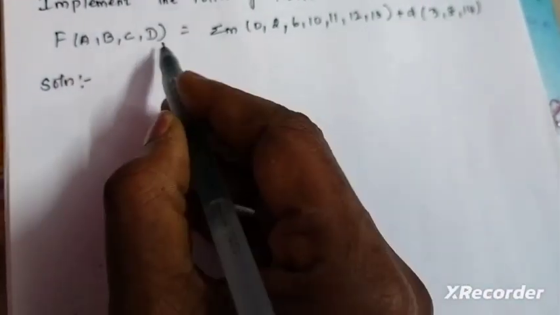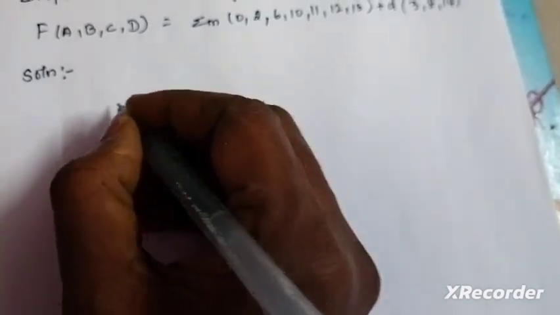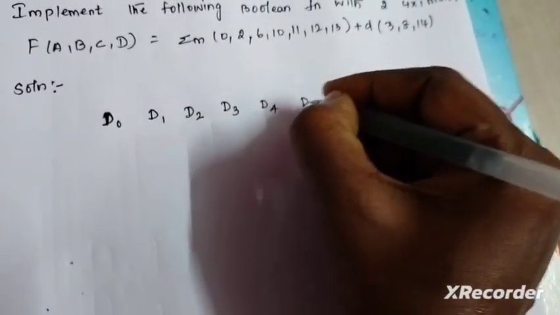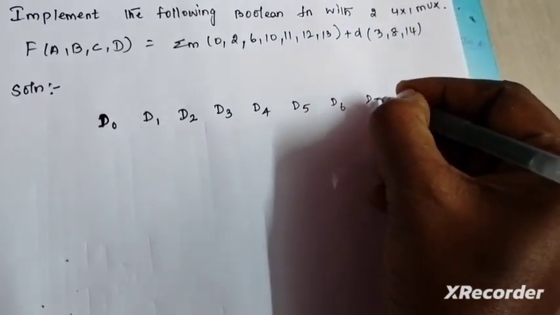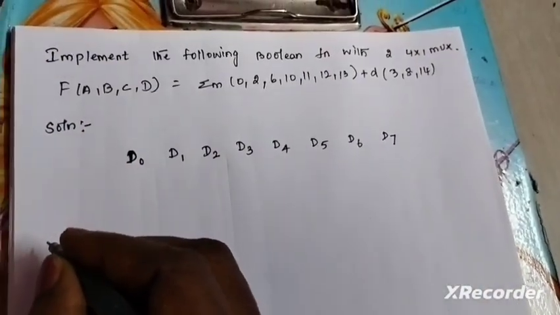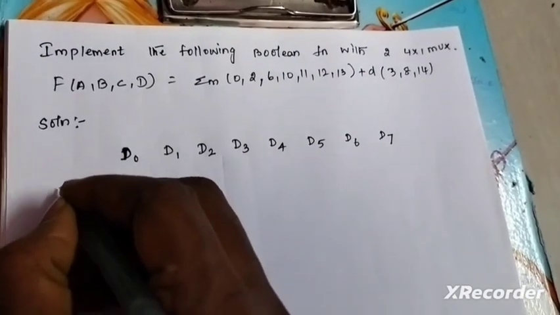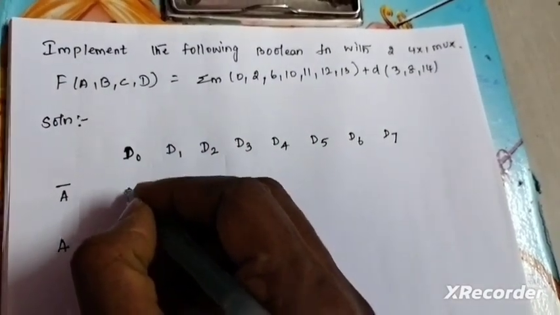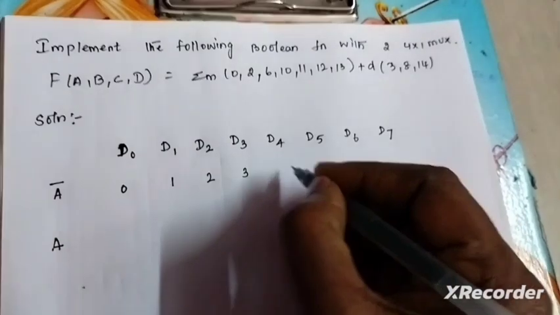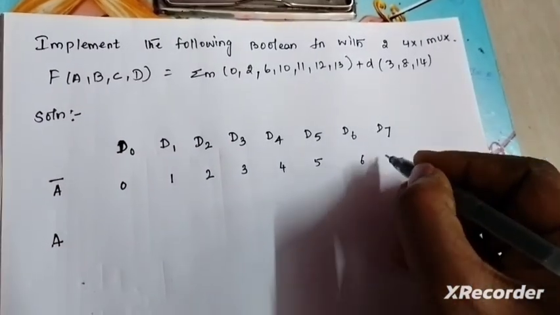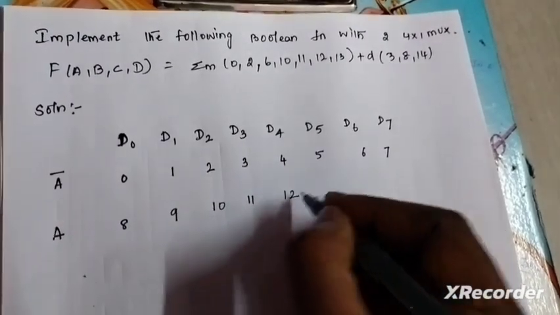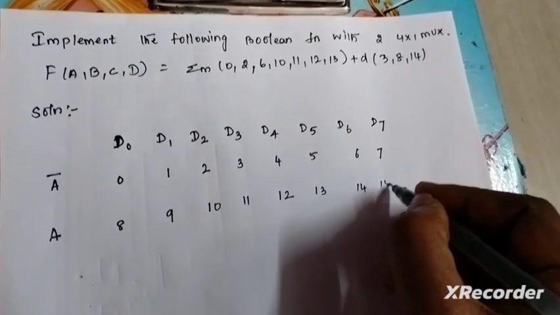If it is a 4 variable function, you start with D0 to D7: D0, D1, D2, D3, D4, D5, D6 and D7. Here I am going to take A as a variable. So this is A bar and this is A. Write all the numbers from 0 to 15: 0, 1, 2, 3, 4, 5, 6, 7, 8, 9, 10, 11, 12, 13, 14 and 15.